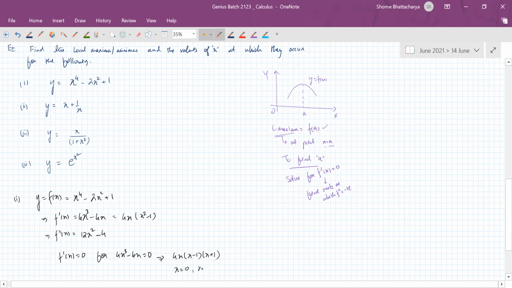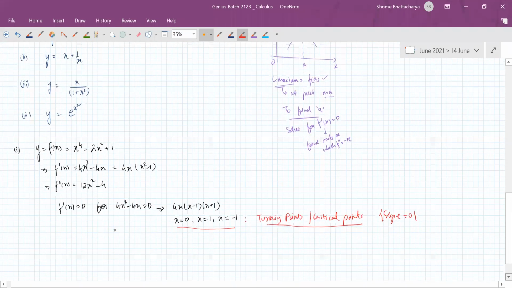So x equal to 0, x equal to 1, and x equal to -1. These are what we can call the turning points or critical points. Turning or critical points are points at which the slope of the function is 0. So they are either local maxima peaks or local minima dips. Now each of these points we have to investigate for the second derivative.